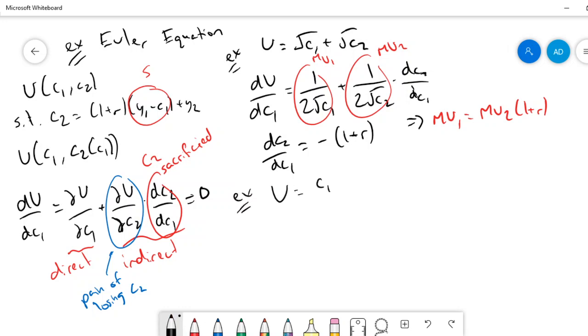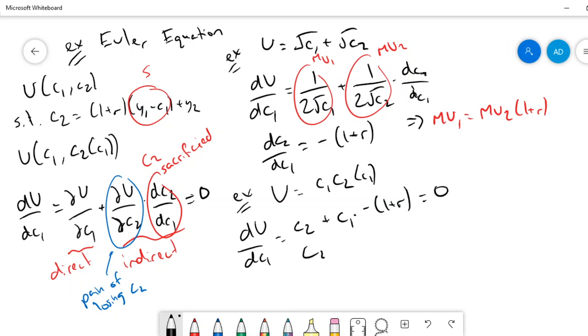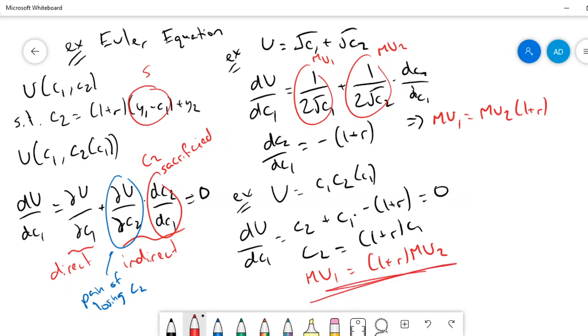If I try a different functional form, U equals C1 times C2, and I remember that C2 is a function of C1 through the budget constraint, when I take my total derivative here, I get something like C2 plus C1 times minus (1 plus R). Again, when I set this equal to 0, it gives me C2 equals (1 plus R) times C1, so marginal utility 1 equals (1 plus R) times marginal utility 2. It always comes back to the same thing.